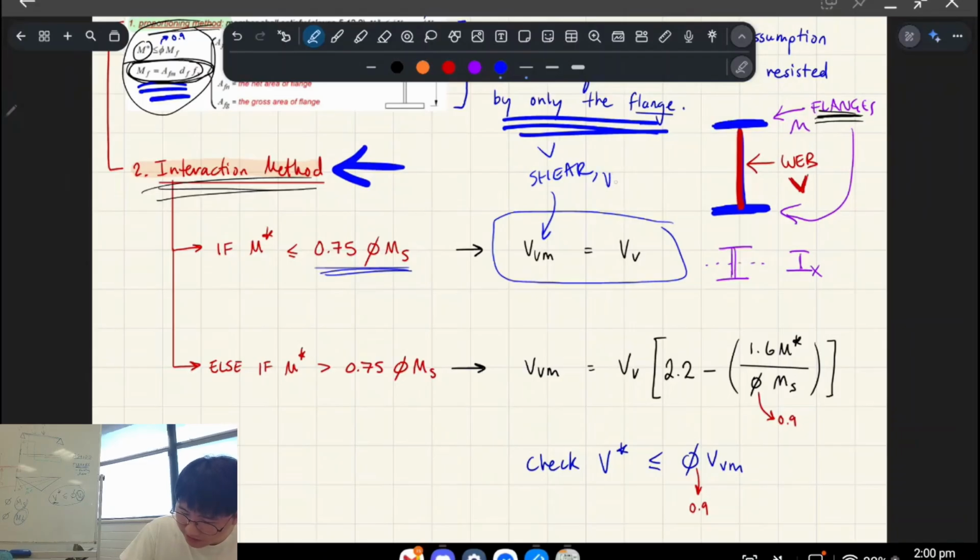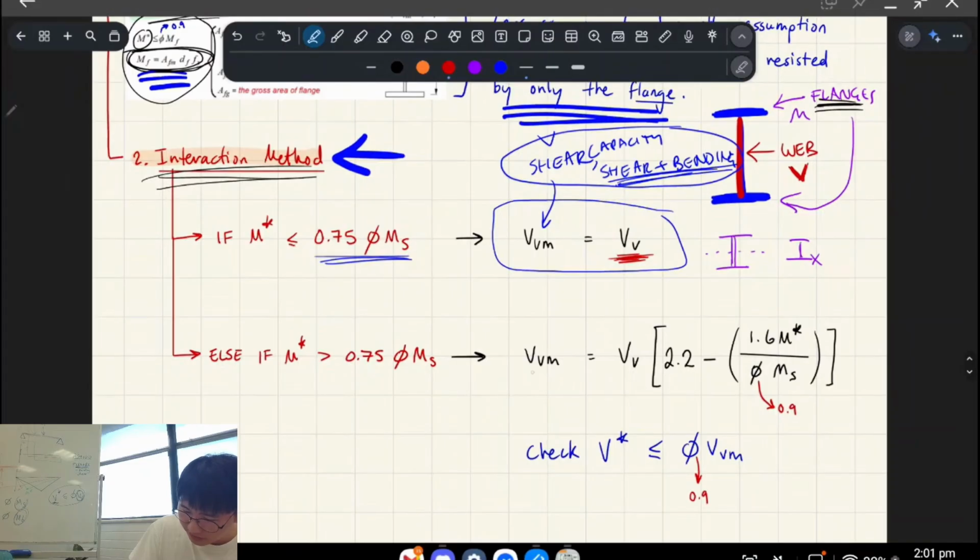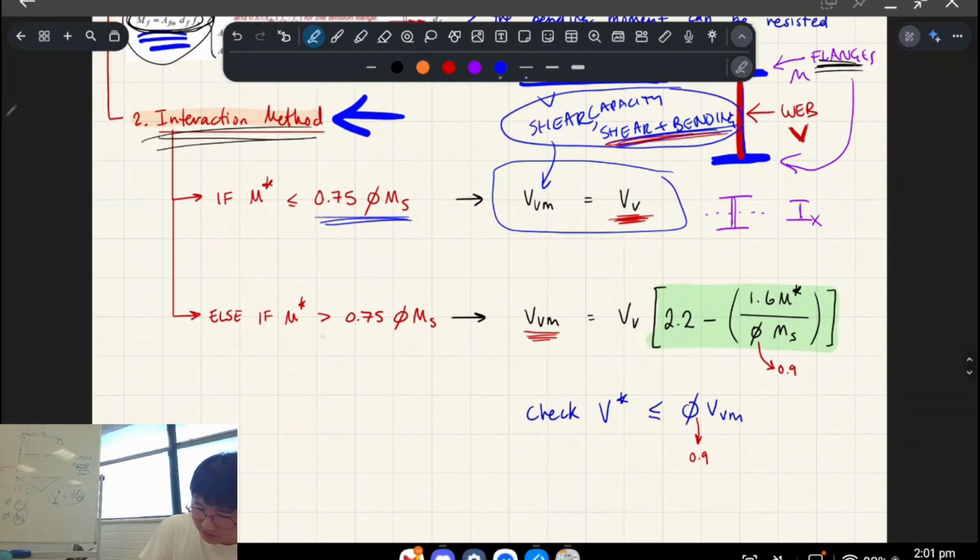Vm is shear, so shear capacity. And then the comma means shear plus bending together, right? So the shear capacity when shear and bending are happening together is just the full shear capacity, okay? But the shear capacity of shear and bending together has to be reduced by some amount, right? So this is some calculation to give you how much it gets reduced by in this second scenario. Okay, so what do these scenarios mean?